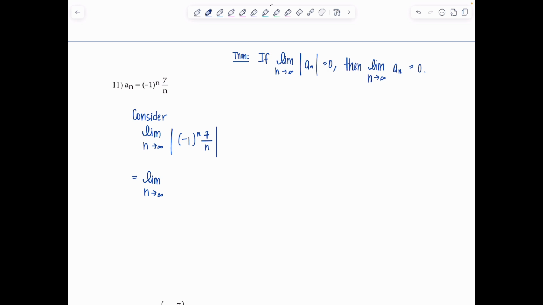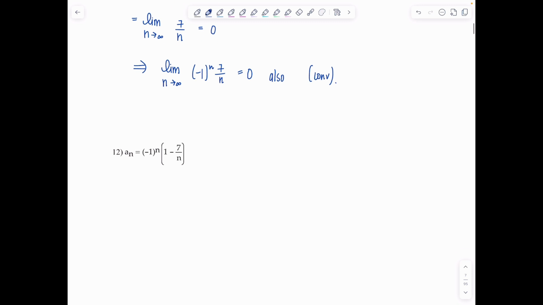So now I have the limit as n approaches infinity of absolute value of 7 over n, which is just 7 over n. N's not negative. 7 over n is going to go to 0, right? If n gets very, very large. Oh, perfect. And what did my theorem tell me? If I take the absolute value of the terms and they go to 0, then the original sequence approaches 0. Perfect. So then this tells me the limit as n goes to infinity of the original negative 1 to the n times 7 over n is 0 also. So it converges. How was that? Fun, right? Okay, beautiful. Now let's move on.